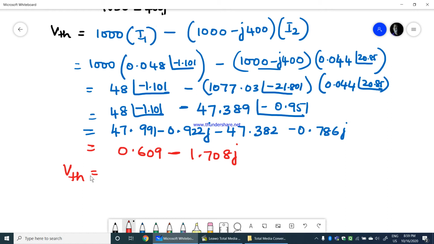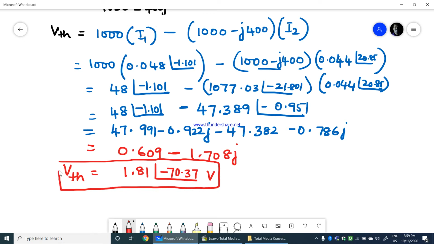0.609 comma minus 1.708, that will give you 1.81 at an angle minus 70.37 volts. Okay, so this is V Thevenin.